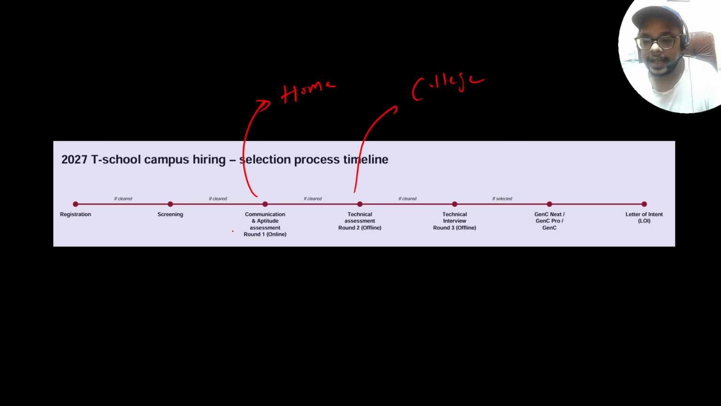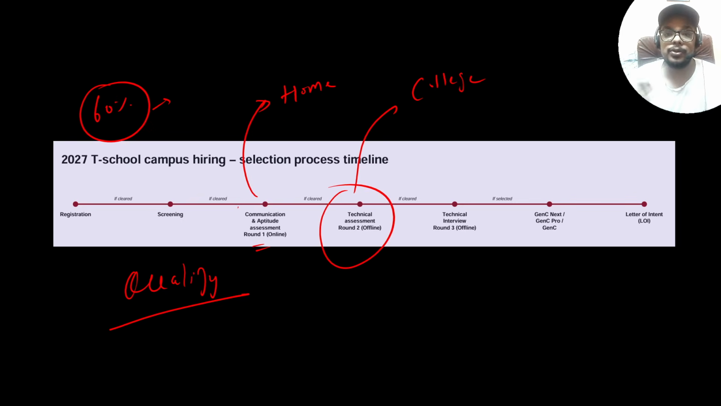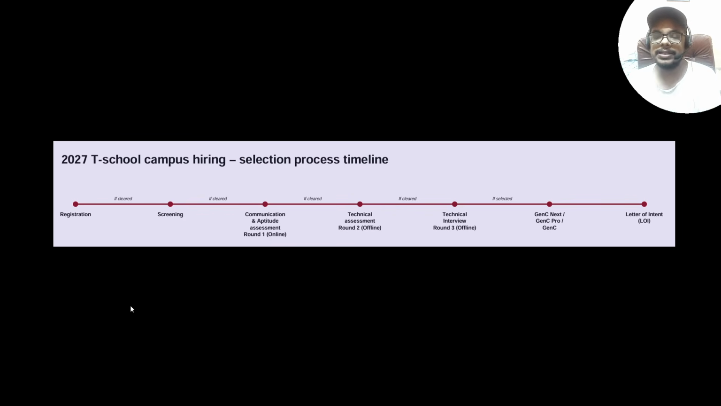Also important, for the communication and aptitude assessment you only need a qualifying score, so you can qualify for the next stage of assessment. Suppose you score around 60% marks in these assessments, definitely you will go to the next stage. This is just a predictive cutoff. But the technical assessment will be based on the students' performance, based on the rankings. Based on the ranks you will get interviews for GenC Next, GenC Pro, or GenC. So the technical assessment, which is in college, is very important, and you need to prepare a lot for it because the cutoff is very high for Cognizant GenC. So this is the process. I hope that is clear.